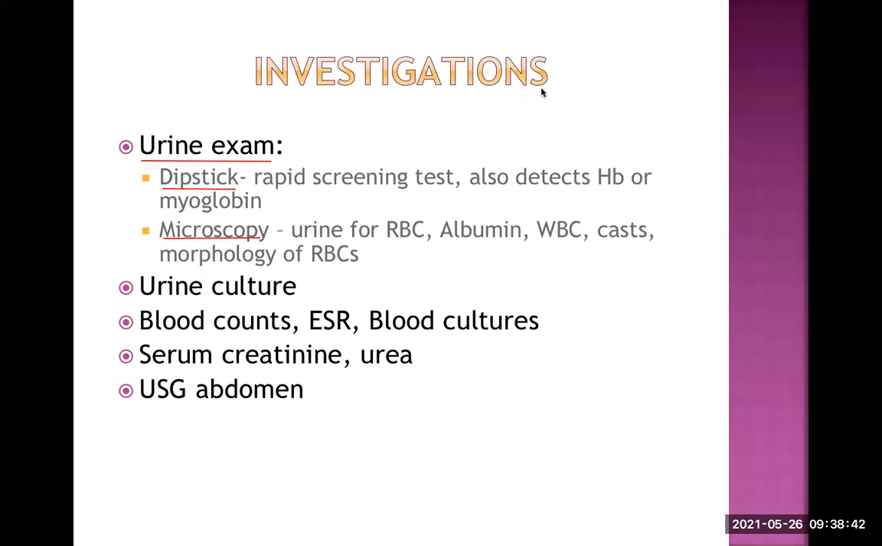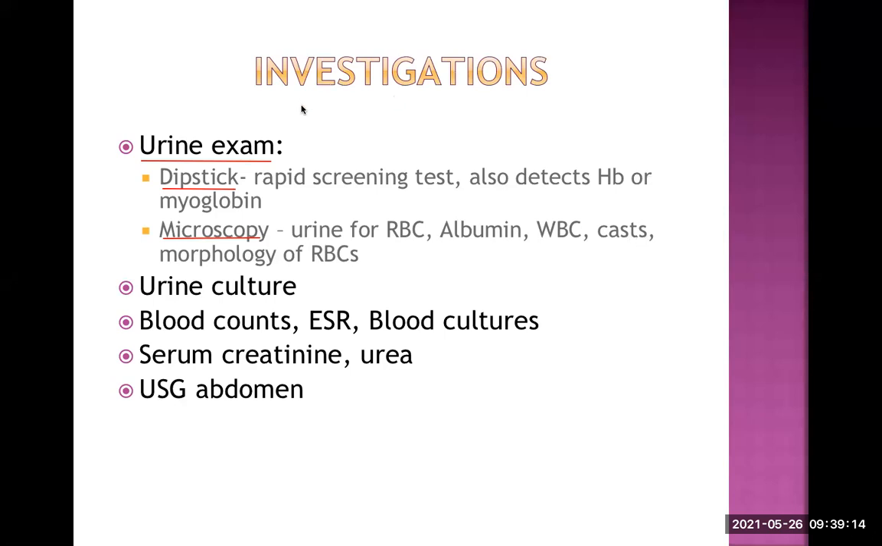These are of 2 types. Dipstick gives a rapid screening test, also detects hemoglobin or myoglobin. These days, it is routinely done in every type of urine sample. Microscopic test tells us whether there is RBC present in the urine, how much albumin is there, what type of WBCs are there, or is there cast present or not, what type of cast.